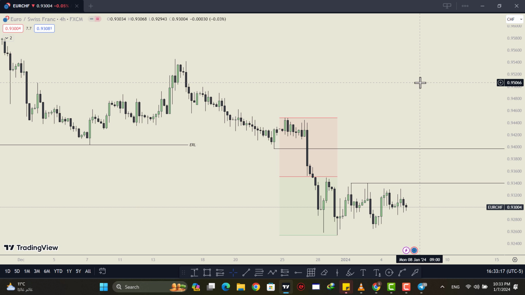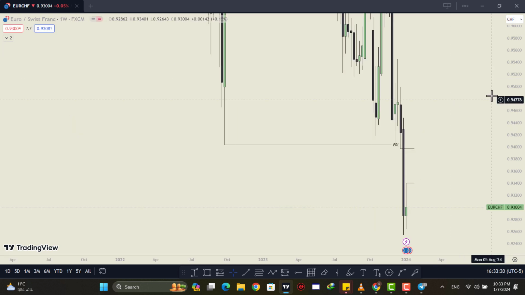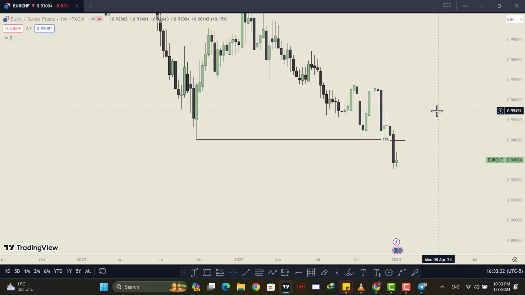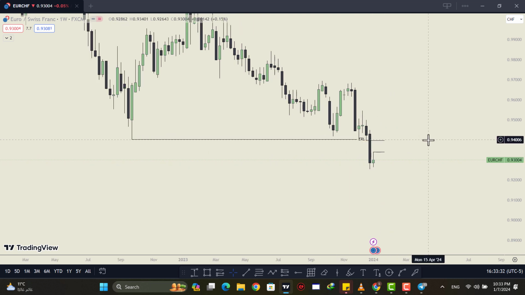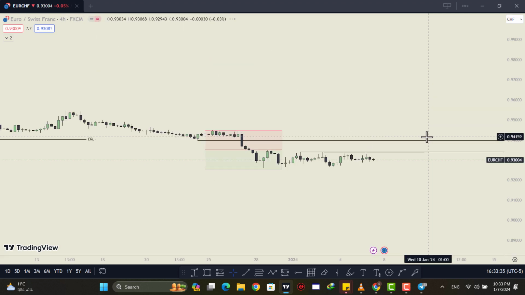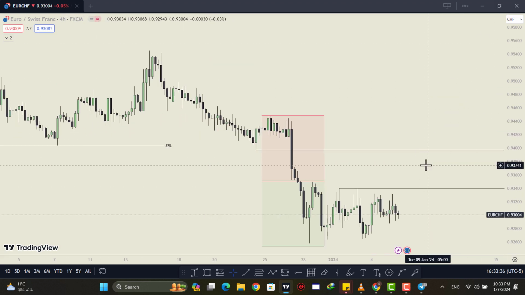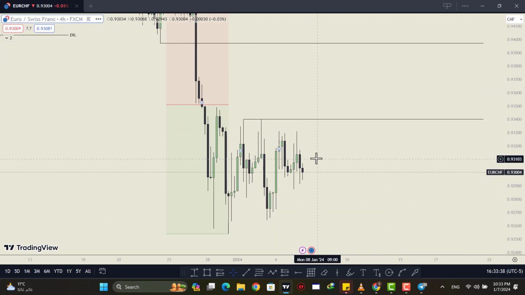We do. Let's go to the weekly. So expanded lower. All right. Took down this external range liquidity, and then I'm expecting price to retrace to this fair value gap. If we go to the 4 hour time frame, we don't have anything yet to suggest that, but if price would give me a 4 hour displacement to the upside, then I would look for buying opportunities.